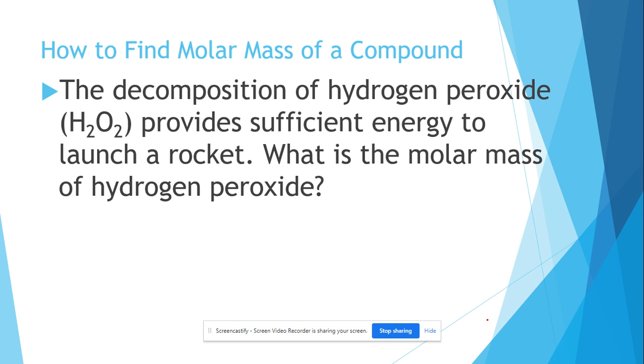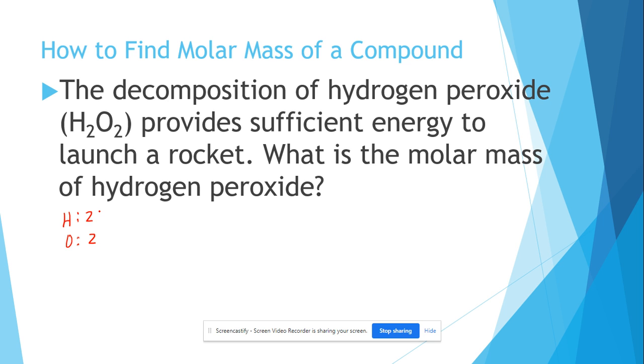So let's do an example problem. It says the decomposition of hydrogen peroxide provides sufficient energy to launch a rocket, and I want to find the molar mass of hydrogen peroxide. Well, hydrogen peroxide's molecular formula is H2O2. What you need to do is figure out what elements you have. So I have hydrogen and oxygen. Here I have 2 hydrogen, 2 oxygen.